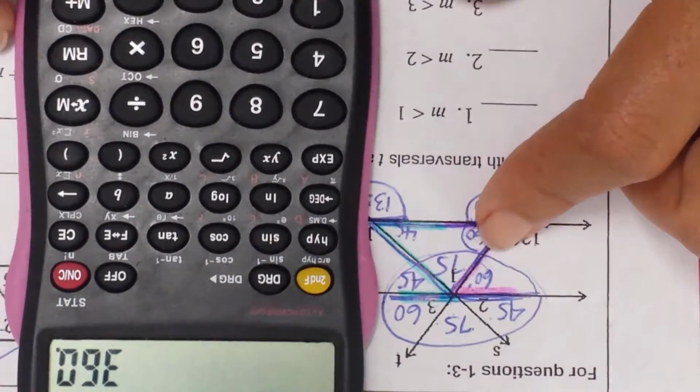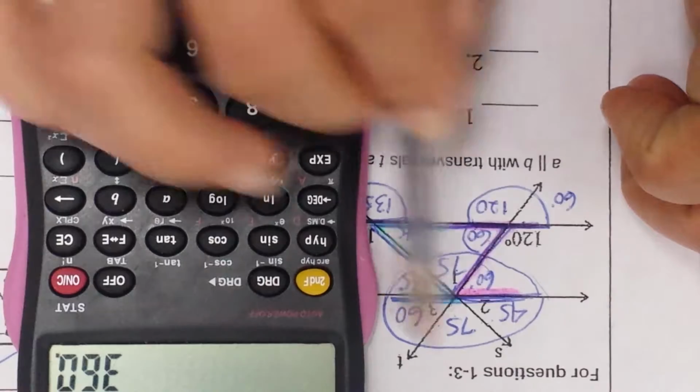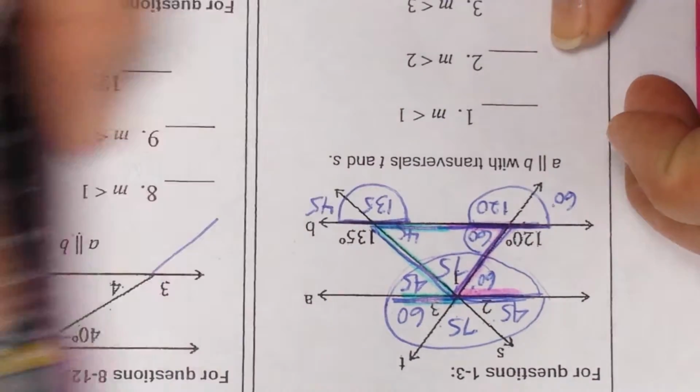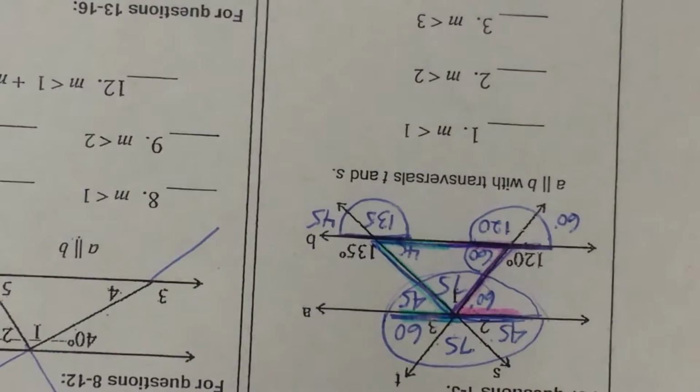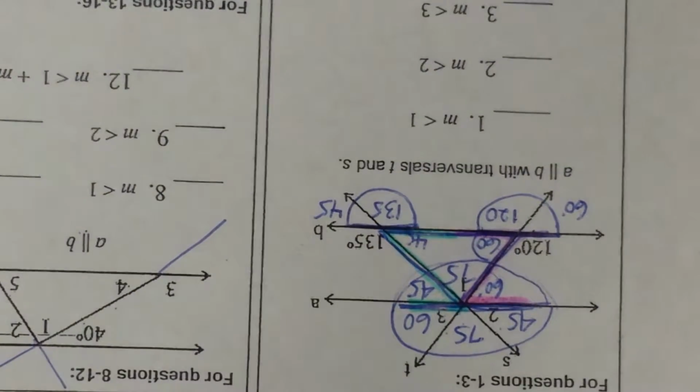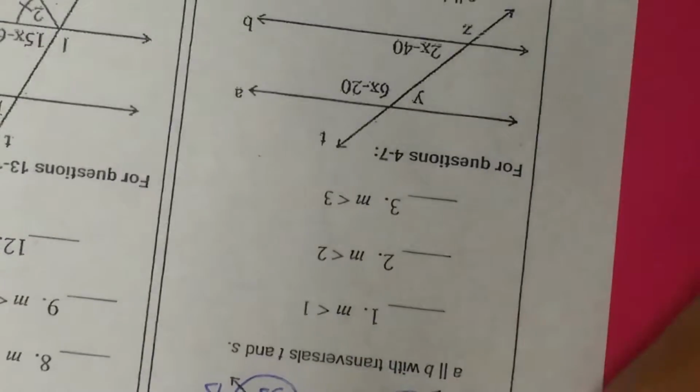All right, I don't know what I was doing. 360. So a full circle, 360. If you add all these up, that's going to be a full circle, 360. That's always going to be a full circle, 360. So again, fill out the picture, answer the questions. All right, let me take a look at another picture for you.